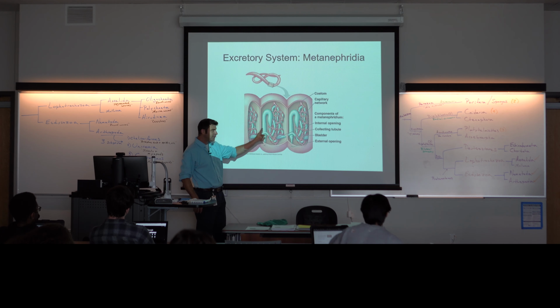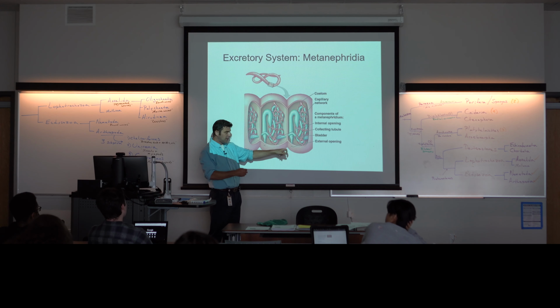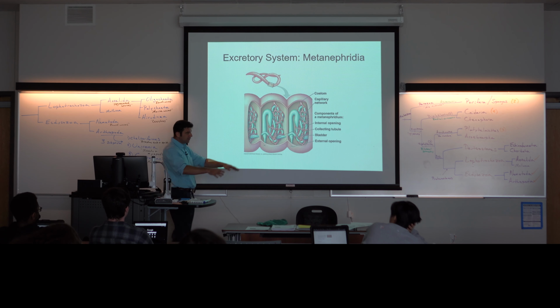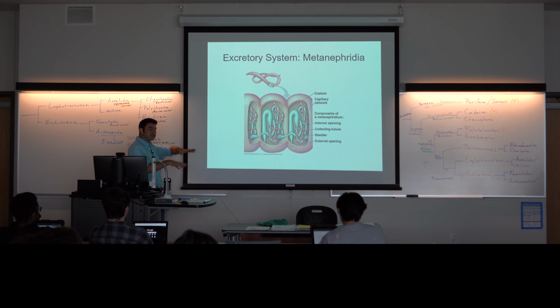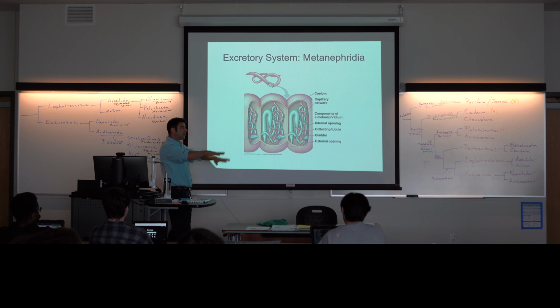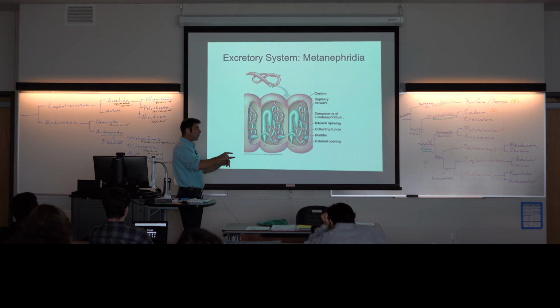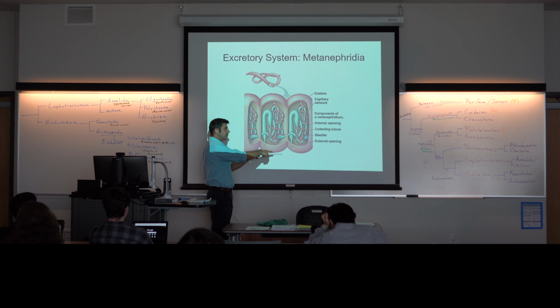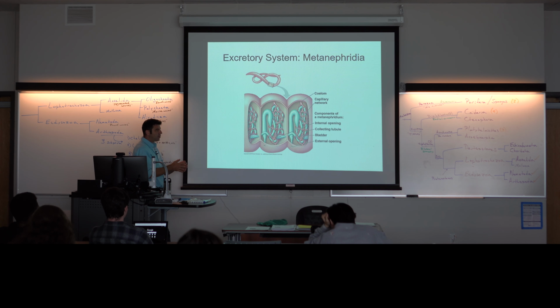Each segment has its own little nephron structure and its own little external pore that allows waste to be excreted into the sediment. We're going to see earthworms are really good for gardens because they till up the soil. That allows gas exchange between the roots and the atmosphere. But it also is depositing this nitrogenous waste as it moves through the soil. So they deposit fertilizer as they go.